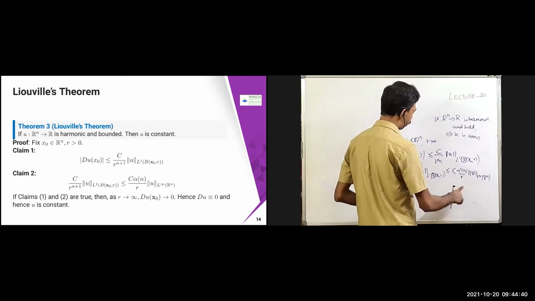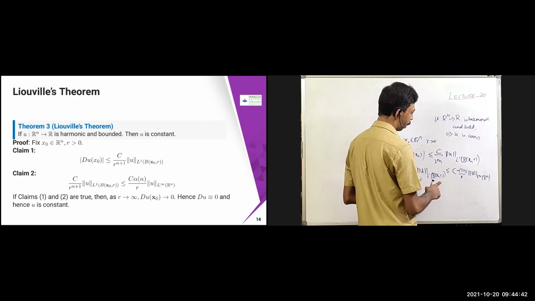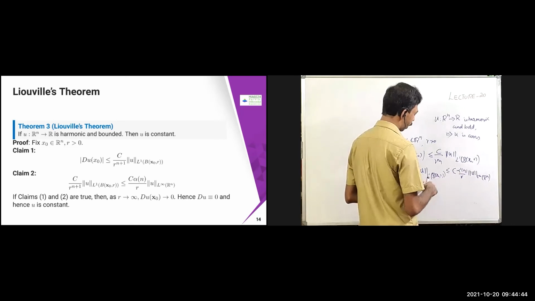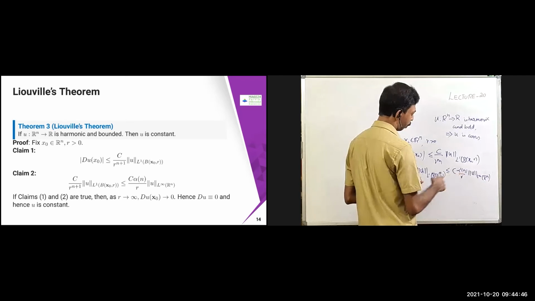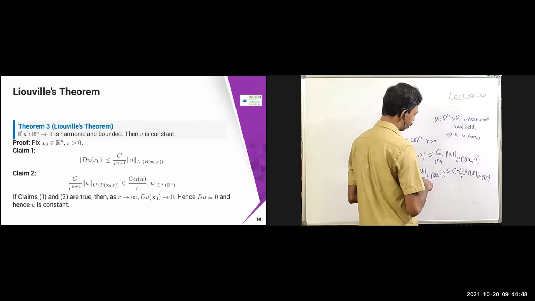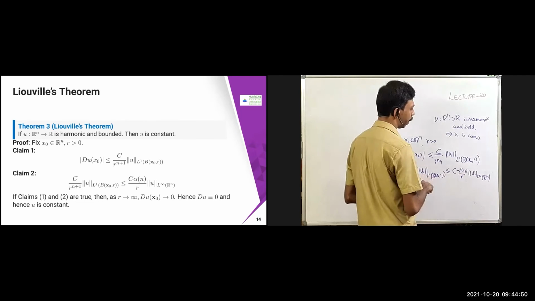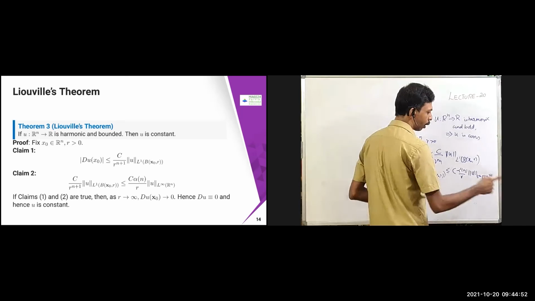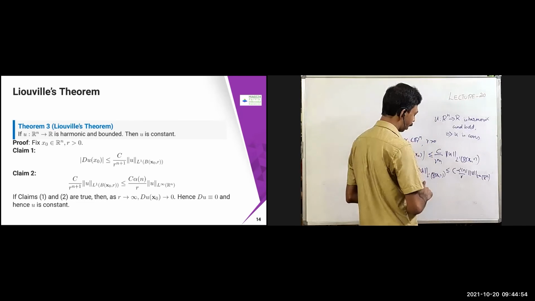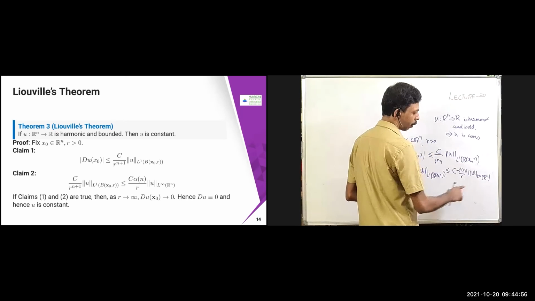This part is straightforward because u is in L1 of B(x naught, r), so alpha n by r is going to come. Alpha n r power n is going to come here. The only thing is you have to find the relations between L1 and L infinity. That you can get from some standard theorems, so from that you can prove this one straightforwardly.